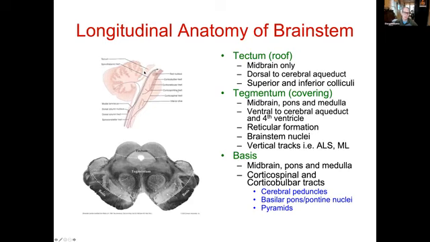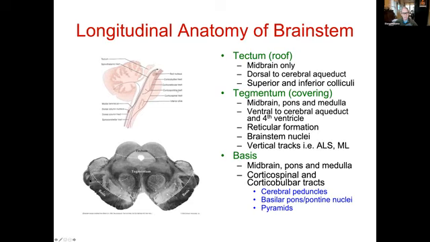And then there's a third anatomical area that is actually dorsal to the ventricular system. This is known as the tectum. The only place we see this anatomical area is in the midbrain. It forms the roof of the midbrain. And again, that's where we find the superior and inferior colliculi.